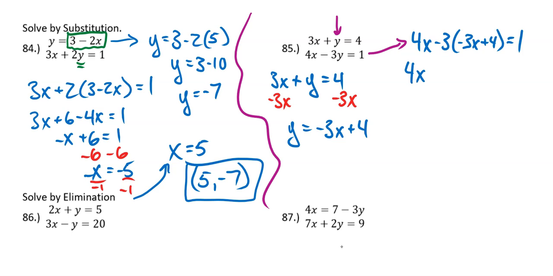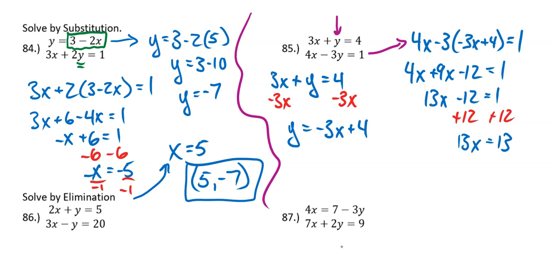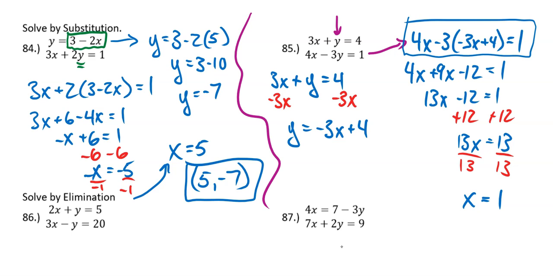I distribute. I combine like terms. I add that 12 to each side. And I divide by the 13. But again, the point here is that once you do that substitution, once you plug that value in, I end up with an equation that only has x's in it, which is something we know how to do. And that's kind of the goal a lot of times with these more complicated things. I want to get back to what I already know, all right?